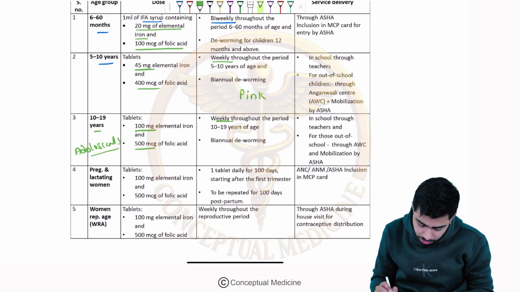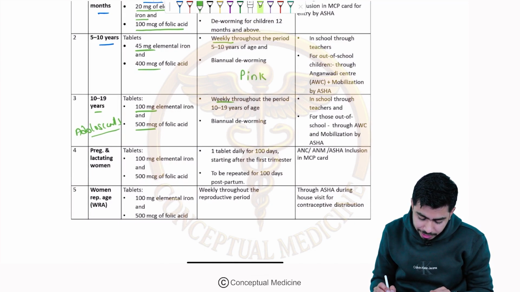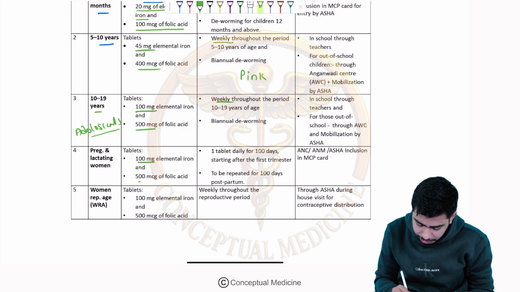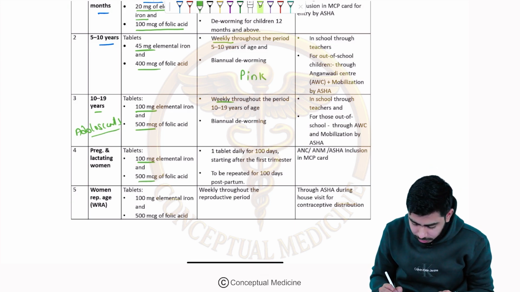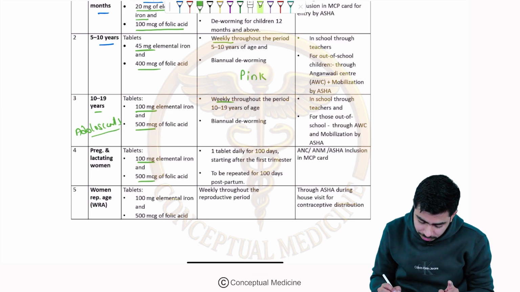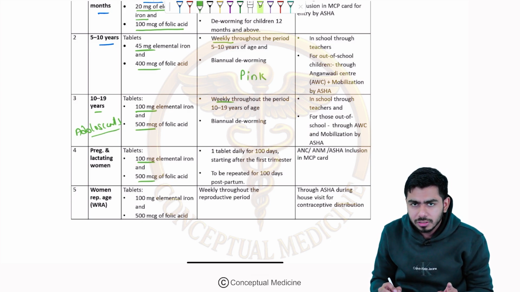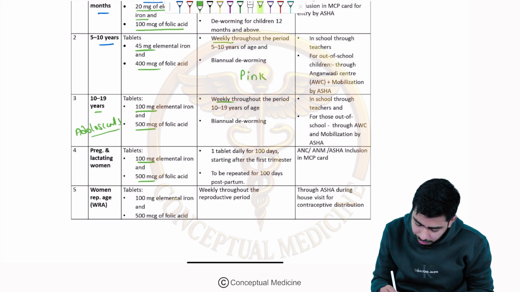Then pregnant and lactating women. Here they are given the same 100 milligram elemental iron and 500 microgram of folic acid. But one thing is there: we are giving iron and folic acid tablets, one tablet daily for 100 days starting after the first trimester.